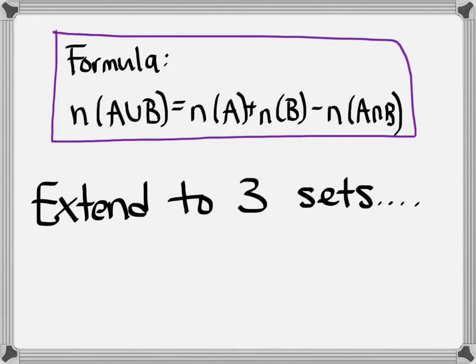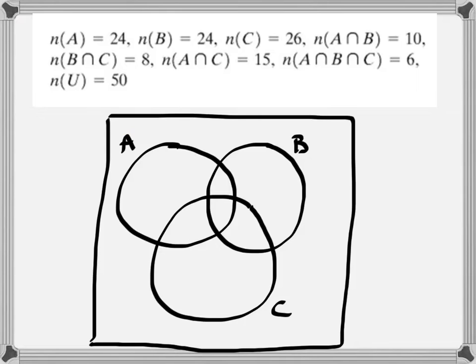We can extend this to 3 sets, but it's not quite as easy. Let's look at an example. Here's an example where we have a lot of information and we have 3 total sets. Well, we actually have 4 with the universal set, but that's not important for this yet.